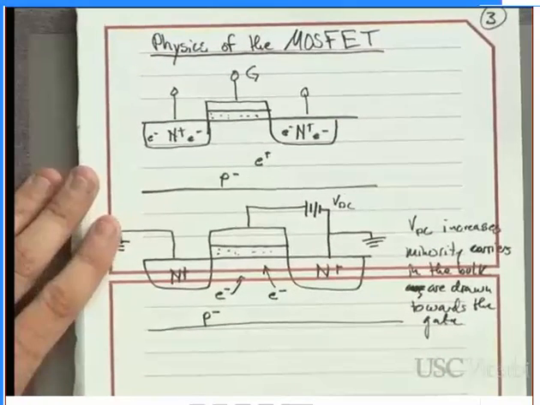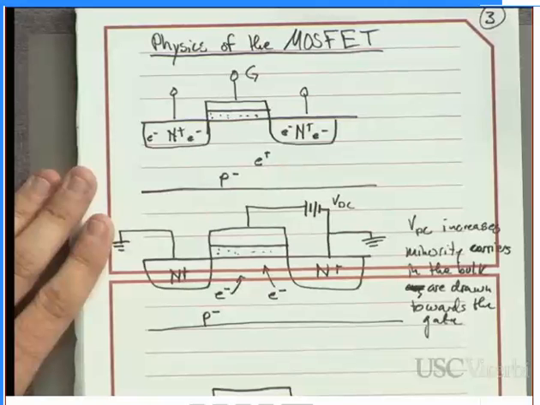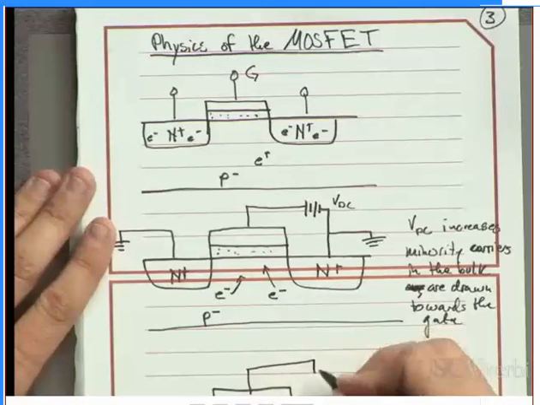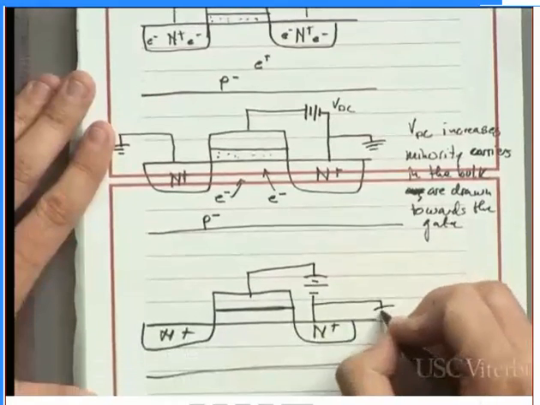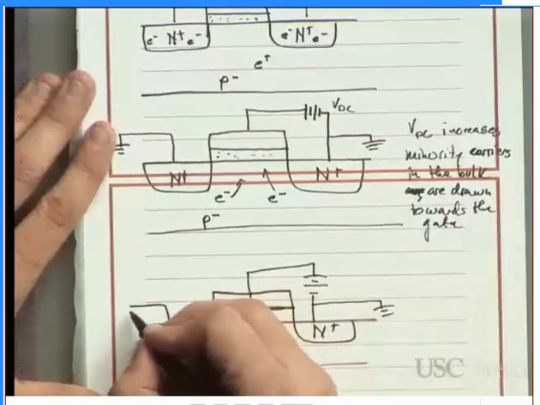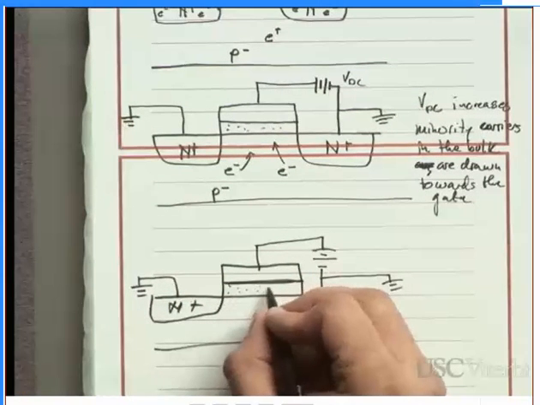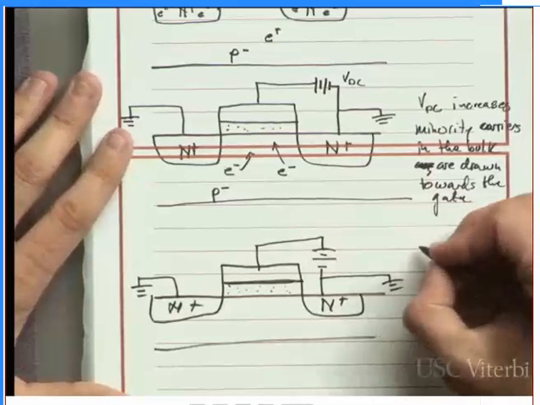And eventually, what we're going to have is a layer of electrons. So this is still N plus, this is still N plus. So I have the same drawing. Oh, sorry, was I off the screen? You guys feel free to let me know if I go off the screen. It's always a challenge for me to keep track of where the camera is.